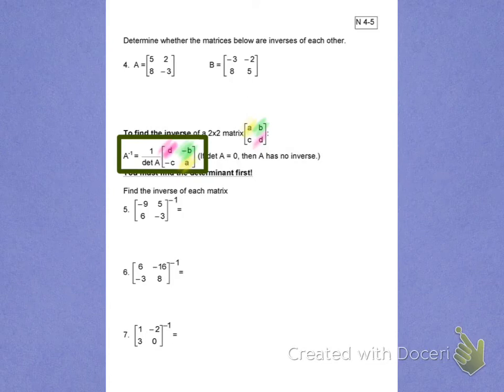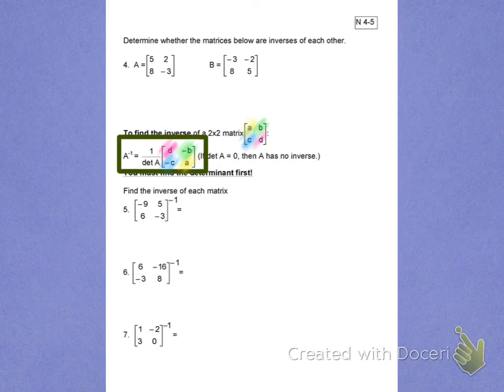Okay, C which was blue, and B changed signs. So that's what you need to remember when you try to set up to find the inverse of a matrix. You have to do some changing around within the matrix itself.